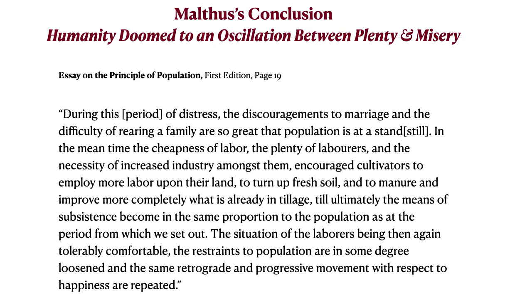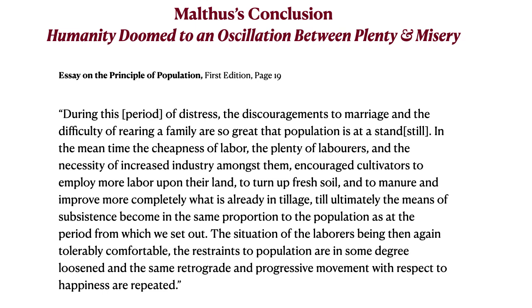It's a cyclical argument. And to quote the essay on the principle of population, first edition: during this period of distress, the discouragement to marriage, and the difficulty of rearing a family are so great that the population is at a standstill. In the meantime, the cheapness of labor, the plenty of laborers, and the necessity of increasing industry among them encourage cultivators to employ more labor upon their land, to turn up fresh soil, to manure and improve more completely what is already in tillage, till ultimately the means of subsistence become in the same proportion to the population as to the period from which we set out.